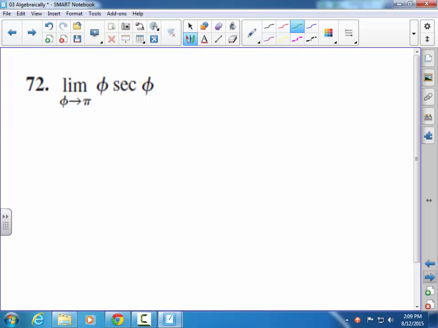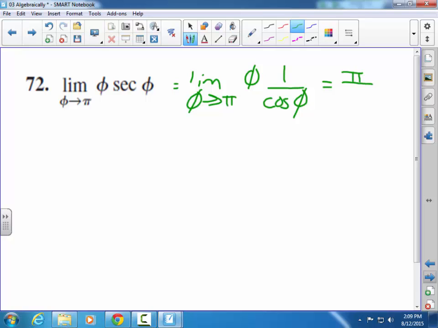Plug it in. We know secant is 1 over cosine. So we've got phi approaching pi, and phi times 1 over cosine of phi. I should know now that I don't have to do any algebra, because I'm not going to have a 0 on the top, am I? I'm going to have pi on the top. I'm not sure what I've got on the bottom yet, but I've got pi on the top. So I've just got to figure out what is cosine of pi.